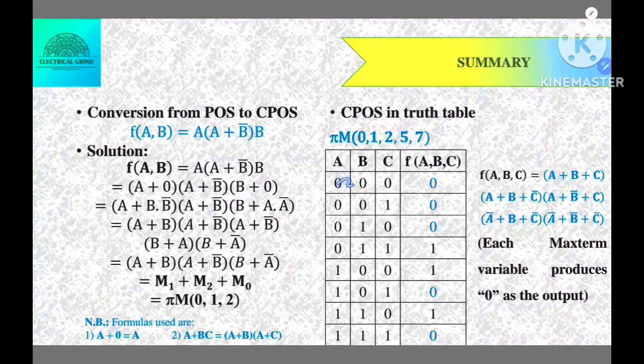For better understanding, we can just consider for max terms that 0 will be uncomplemented and 1 will be complemented form, and then it will be easy. So if we see this term, it will generate A bar plus B plus C bar.